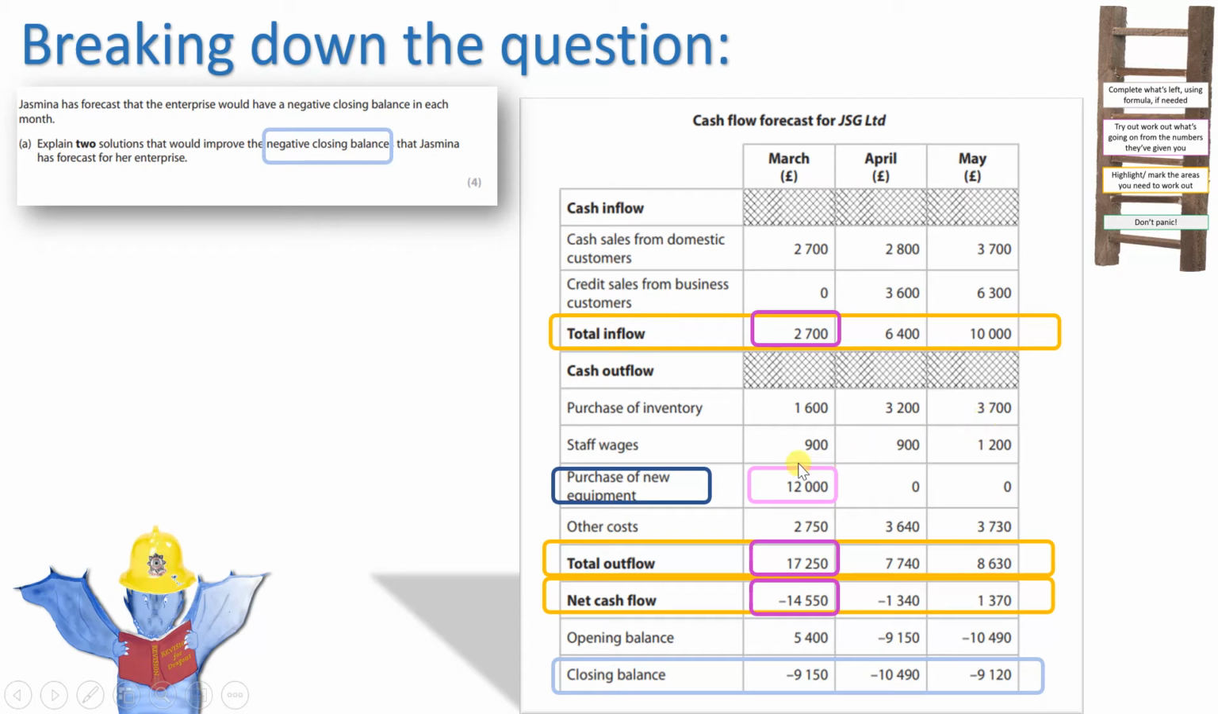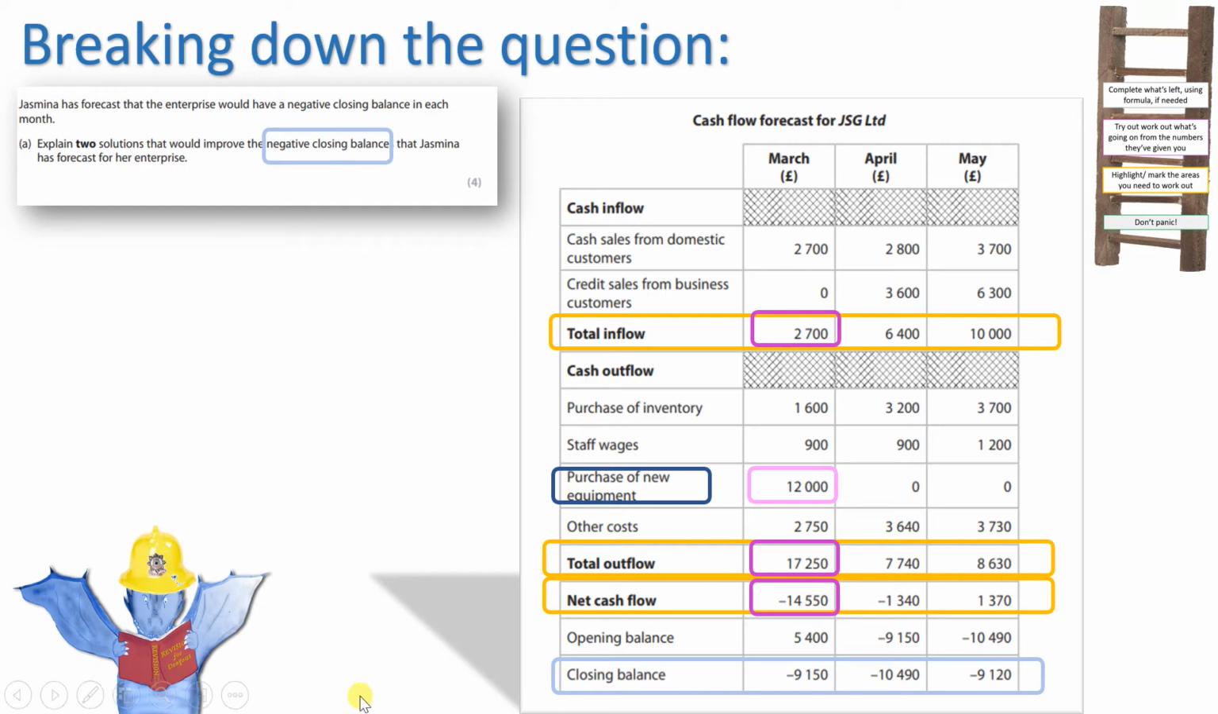So the culprit clearly is the new equipment. She's bought stuff that she couldn't afford, so we need to now think about what companies can do when they need something for their work that they can't afford. You've now reached step 3 of the finance fire ladder of success. So you've been through the ladder and you've analysed what's on the cash flow. You've seen the problem. She wants that equipment, but she can't afford it. So what can she do?